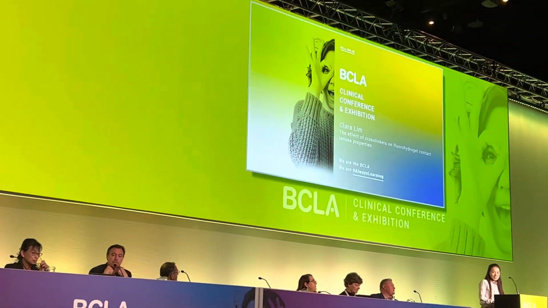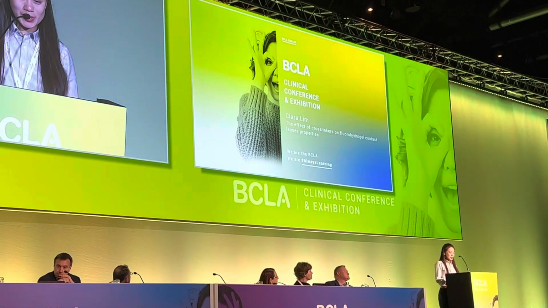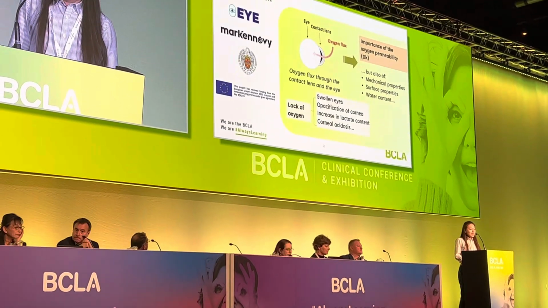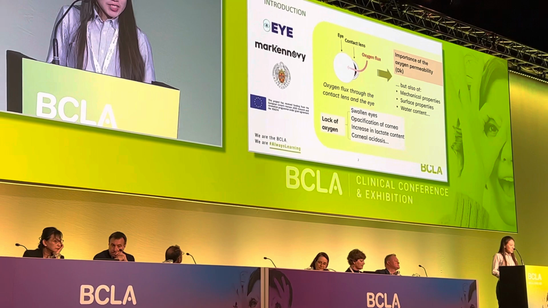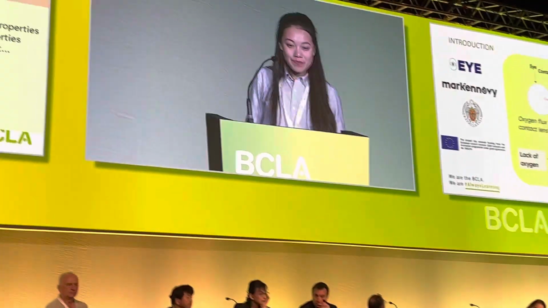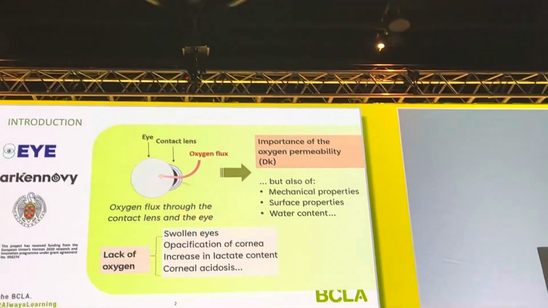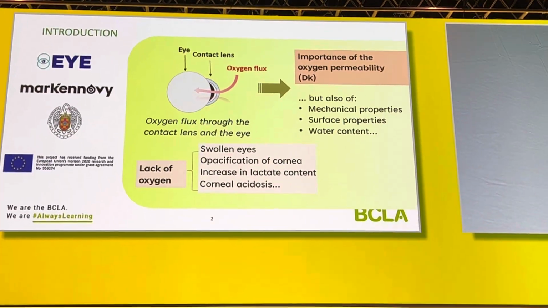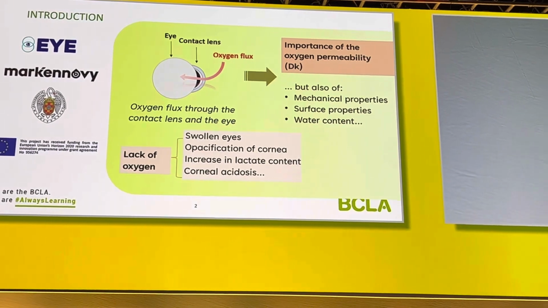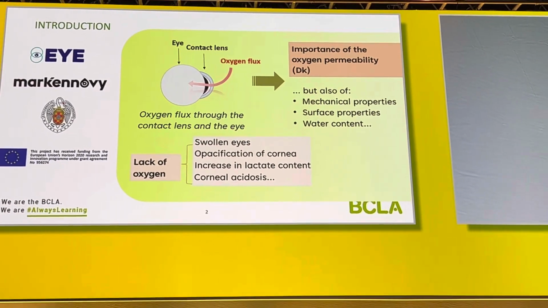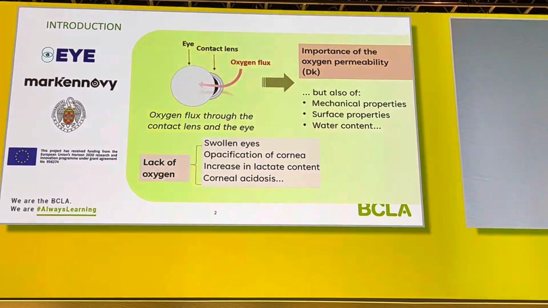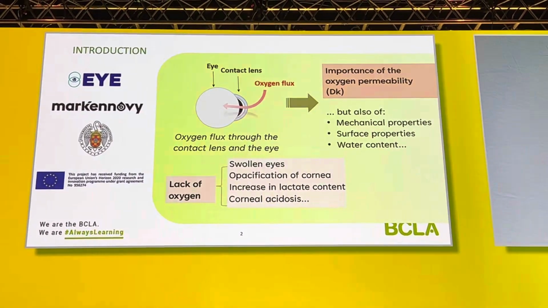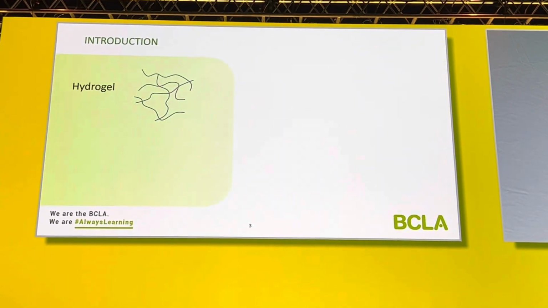Okay, hello. So my name is Clara Lim and I'm going to talk about the effect of crosslinkers on fluorohydrogel contact lenses properties. So as you know, the cornea needs oxygen to conduct its metabolic activity. As it's an avascular tissue, it relies on the oxygen flux coming from the atmosphere. That is why the oxygen permeability, also known as Dk, is a key property of contact lenses. But there are also other properties that must be taken into account, such as the mechanical properties or the surface properties, so that we can have a comfortable and wearable lens.